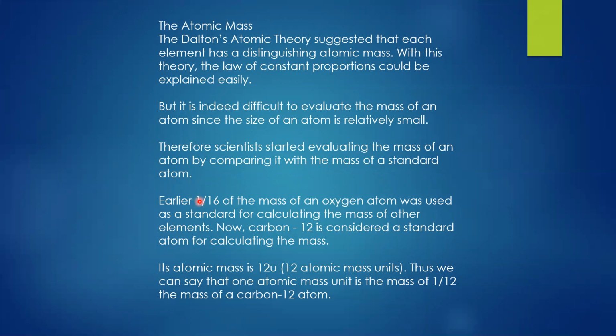Earlier, 1/16th of the mass of an oxygen atom was used as a standard for calculating the mass of other elements. Now, carbon-12 is considered a standard atom for calculating the mass. Its atomic mass is 12 units. Thus, we can say that one atomic mass unit is 1/12 the mass of a carbon-12 atom.